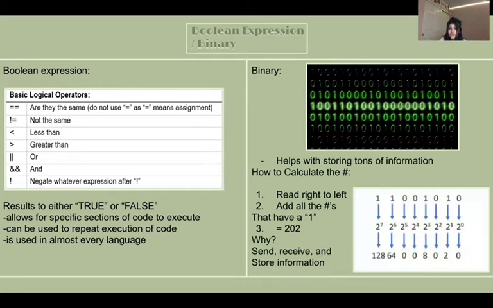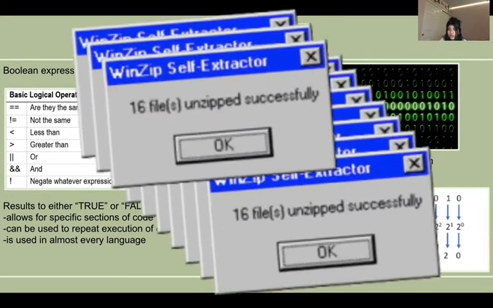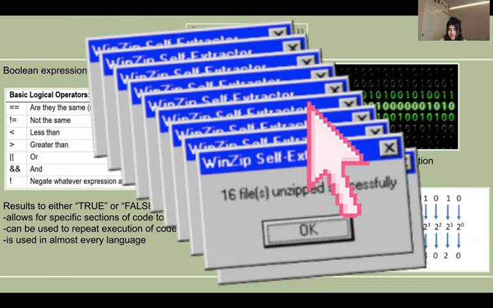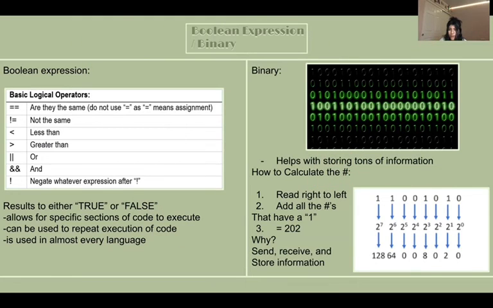Binary numbers are used to store a bunch of information. I mean, you've probably seen these numbers in movies or shows that have some sort of a hacker breaking into a system or whatnot. Why people use binary is because you can send, receive, and store information like I said earlier. Well, here's a quick demonstration of how to find the number of a binary.